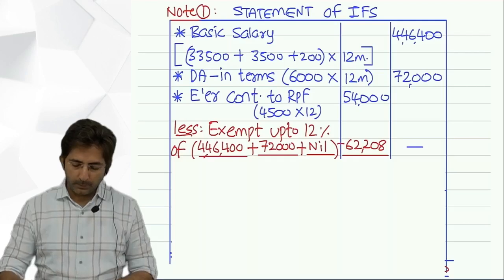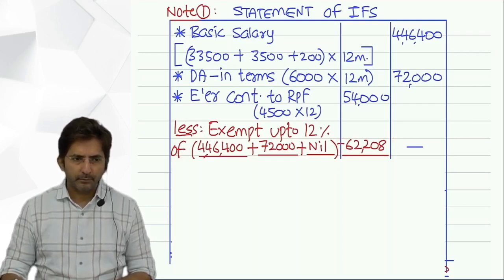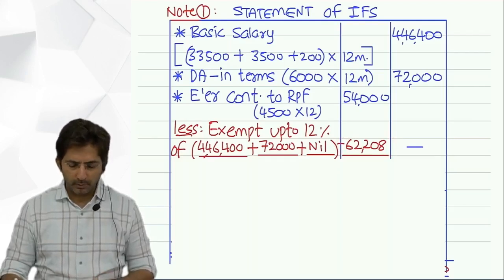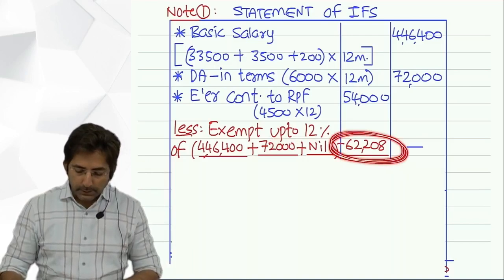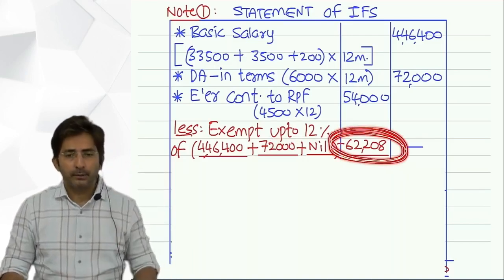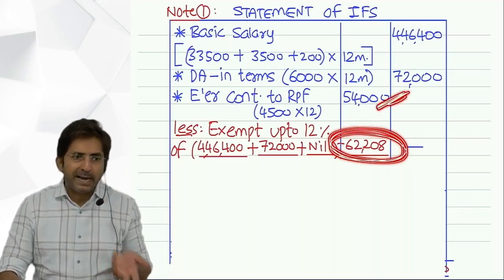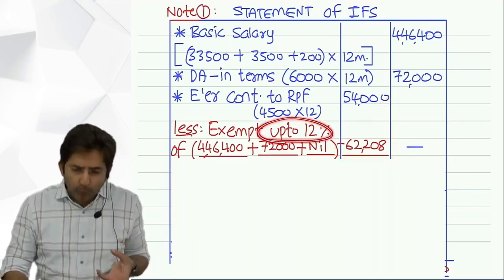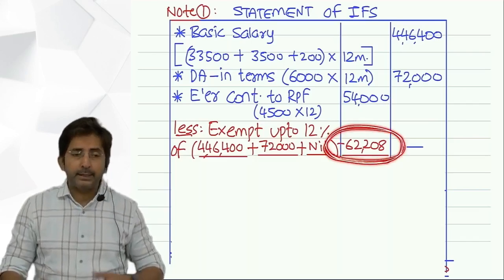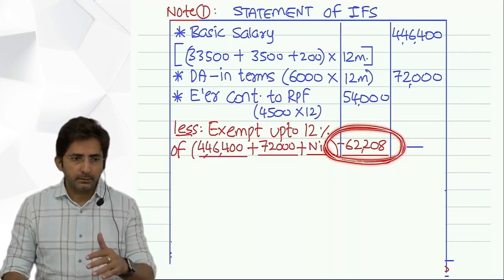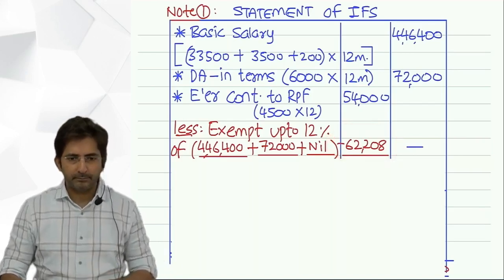But see, here 12% comes to a bigger amount. So in the outer column, dash, fully exempt. Some students do not understand this: exempt up to 12%. Up to means what? Up to 62,208 it is exempt. Anything below that is exempt. So our amount of 54,000 is below that only. Have you forgotten the words up to? Exempt up to 12% means up to 62,208 it is exempt, and our sum is 54,000 which is below 62,000. So it becomes fully exempt.